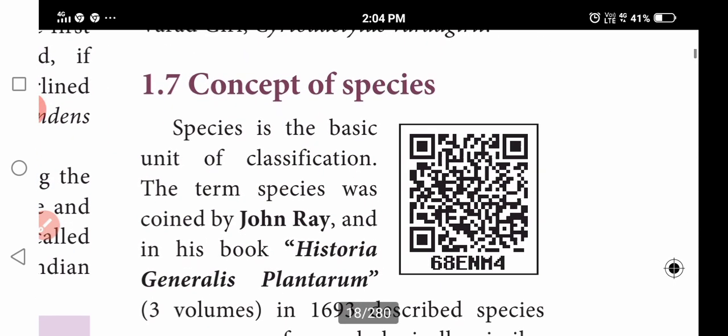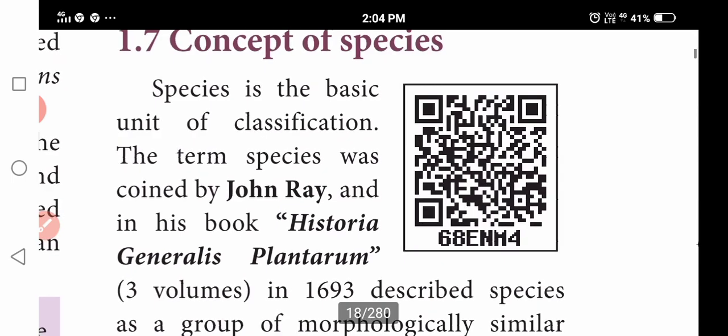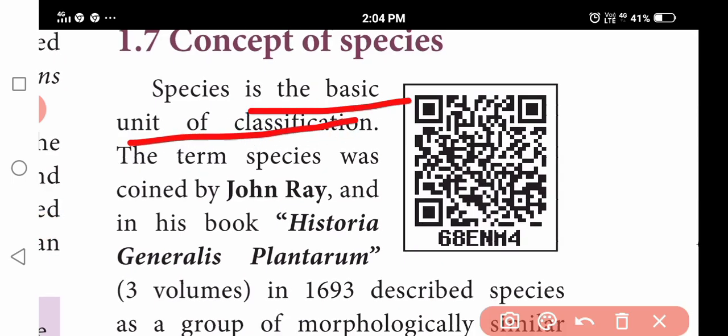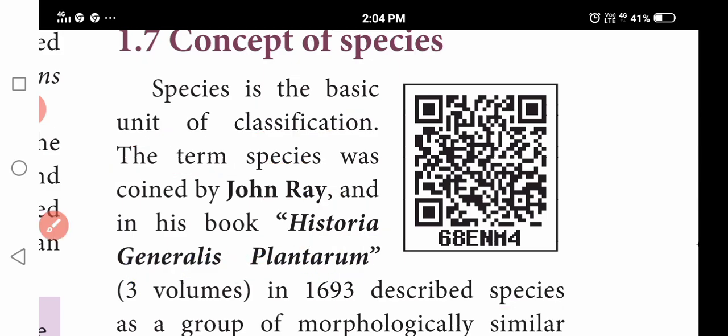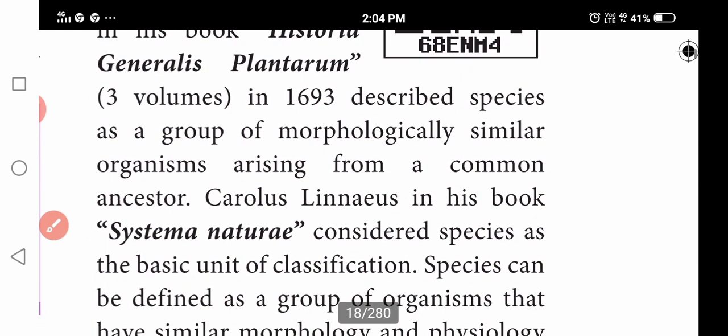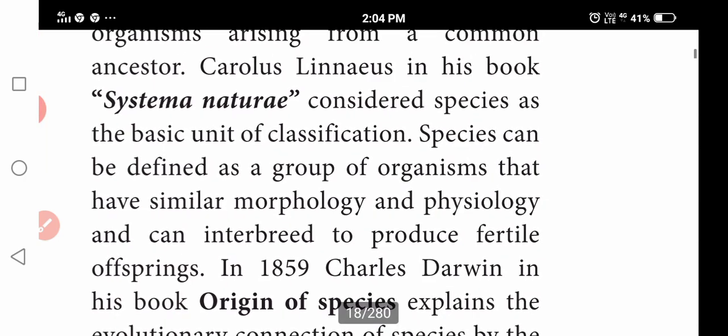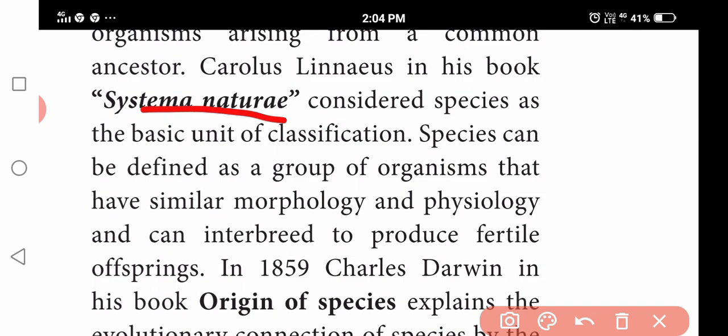Next one is the concept of species. Do you know that species is the basic unit of classification? It was introduced by John Ray in the book Historia Generalis Plantarum. He described mostly species morphologically, by morphological characters. Next, Carolus Linnaeus wrote the book Systema Naturae, in which we find species as the basic unit of classification.